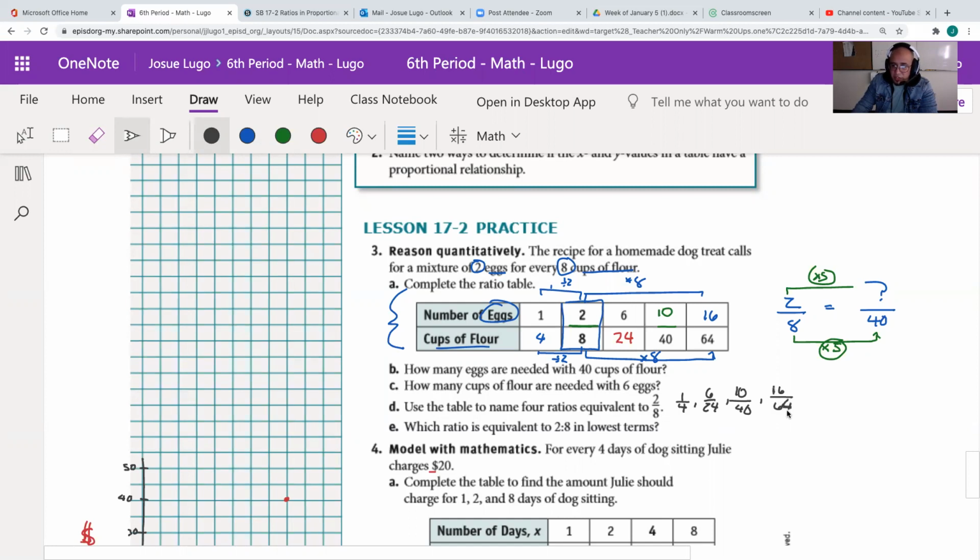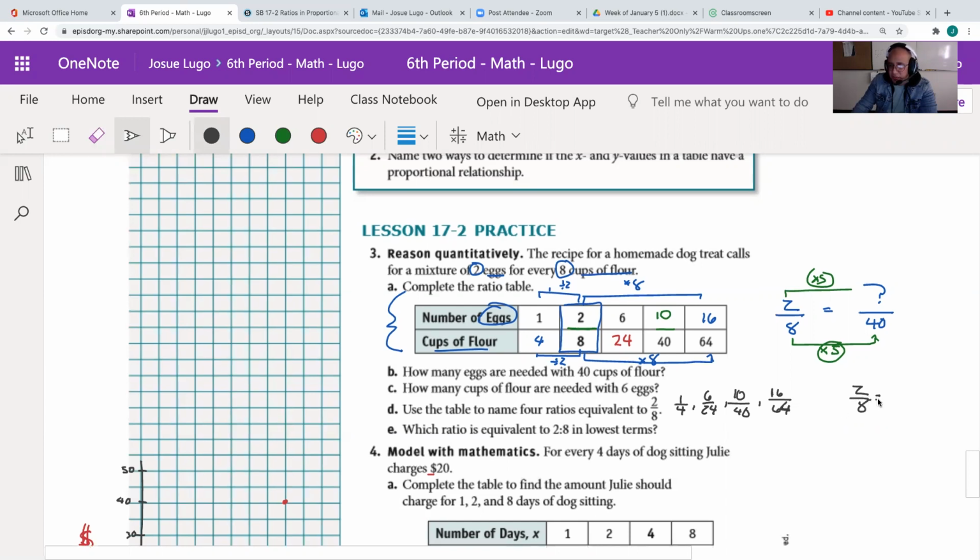So even though this is not one of the questions that we have for Schoology, you're not going to find D on Schoology, I do want you guys to know that because we created equivalent ratios, of course, all of these are going to be equivalent to each other. And finally, for E, write a ratio that is equivalent to 2/8 in its lowest form. So 2:8 is the same thing as 2/8. Well, the smallest version of that is going to be 1/4, which is the same thing as 1:4, which again we got from our table.